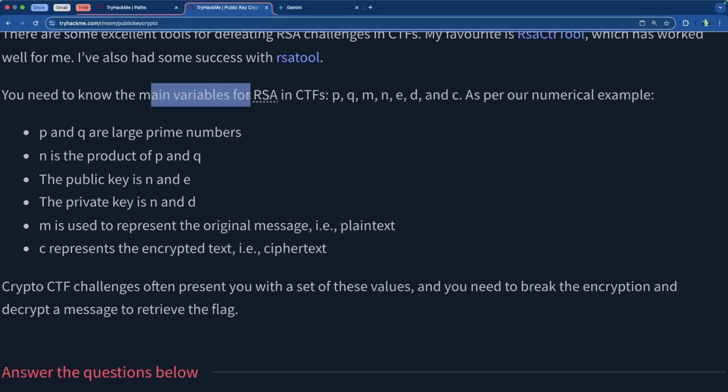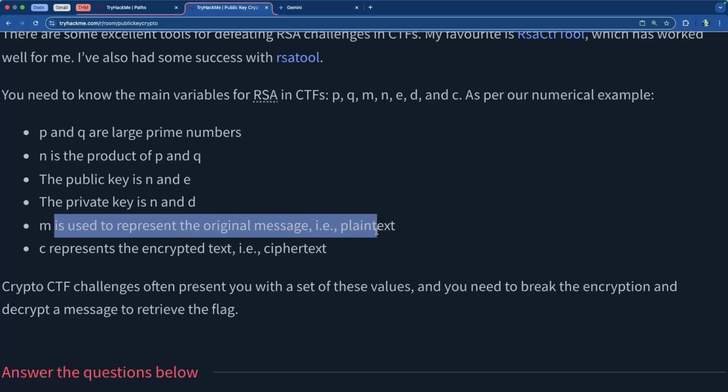You need to know the main variables for RSA in CTFs, which are P, Q, M, N, E, D, and C. As per our numerical example, P and Q are large prime numbers. N is the product of P and Q. The public key is N and E. The private key is N and D. M is used to represent the original message. C represents the encrypted text.